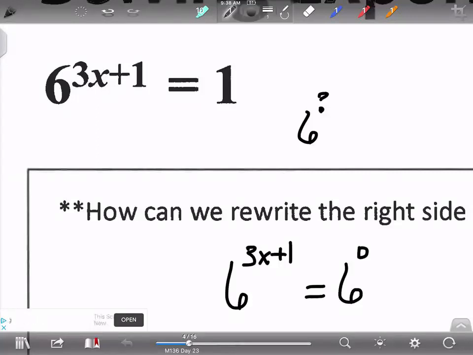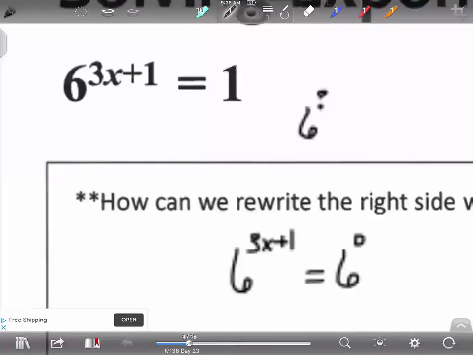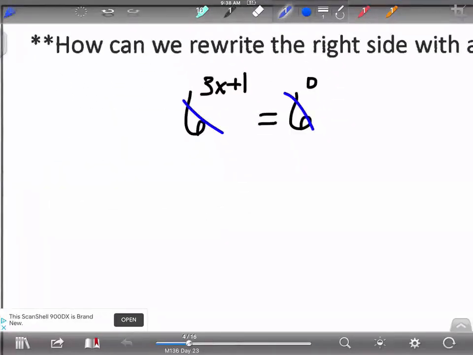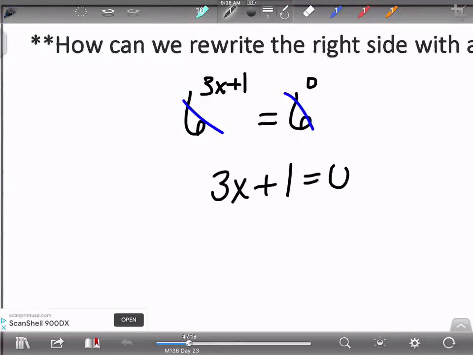So if I'm ever given a 1 in an equation and I want it to have the same base as the other side, I just take that base and write it on the other side with a 0 exponent. Again, anything to the 0 power is 1. So now I have like bases I can cancel out. And I need to solve the equation 3x plus 1 equals 0. So we're going to subtract 1 from both sides to get 3x equals negative 1. Divide both sides by 3 to get x equals negative 1/3.